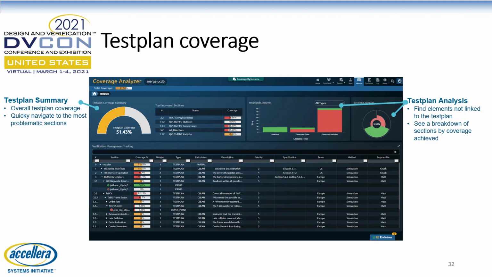There are a few additional visualizations here as well, which show you a breakdown of coverage elements that exist in the design but aren't linked in your test plan. This typically highlights a problem or an item that isn't properly accounted for in your plan.